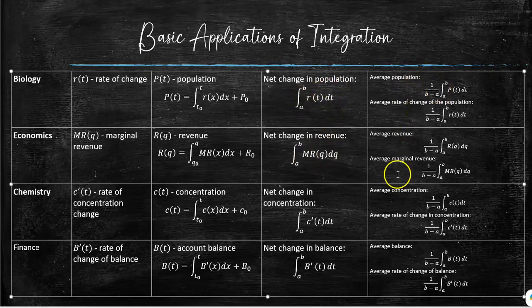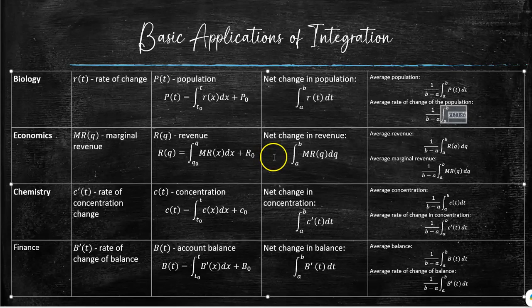And after that, you can integrate either the original function or the rate of change function to find the average value of the original function or the rate of change function. So you can find the average population by integrating the population function, or you can find the average rate of change of the population by integrating the rate of change of the population. So everything that we've learned in the context of rectilinear motion can now be used in many other contexts, and there are literally infinitely many of them, potentially.